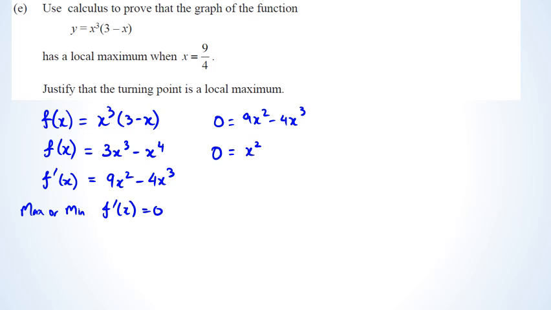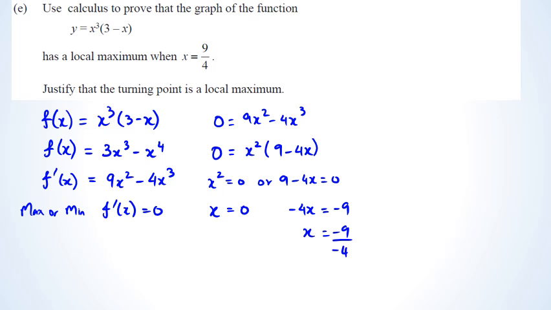So x squared is a common factor. I can take x squared out and I'm left with 9 minus 4x. So we've either got x squared equal to 0 or 9 minus 4x equal to 0. With x squared equals 0, x is equal to 0. And with 9 minus 4x, we've got negative 4x equals negative 9, and x equals negative 9 divided by negative 4, which means x is equal to 9/4.